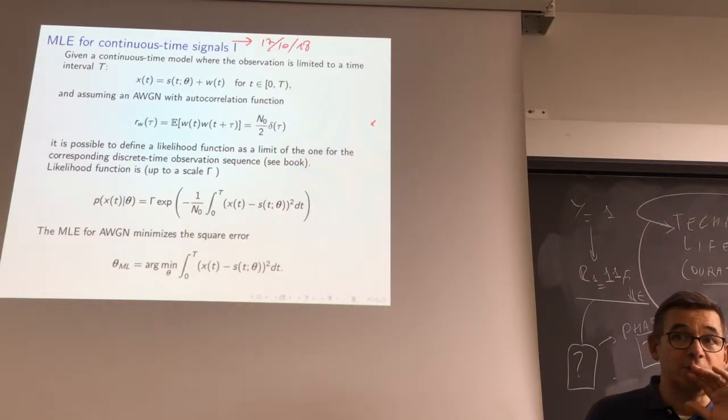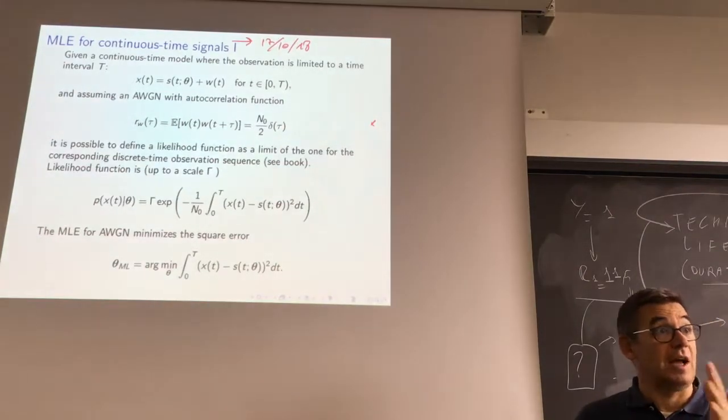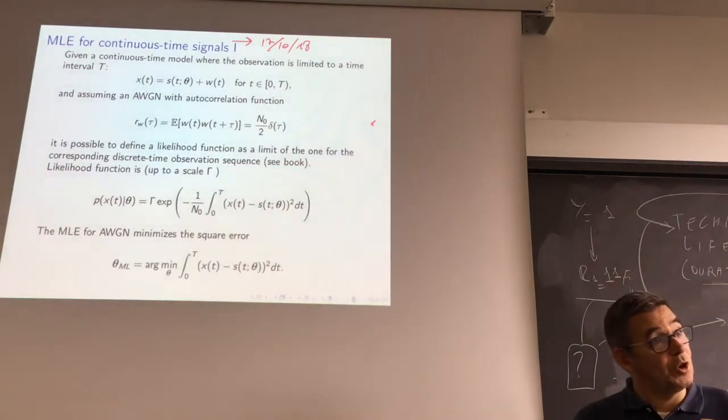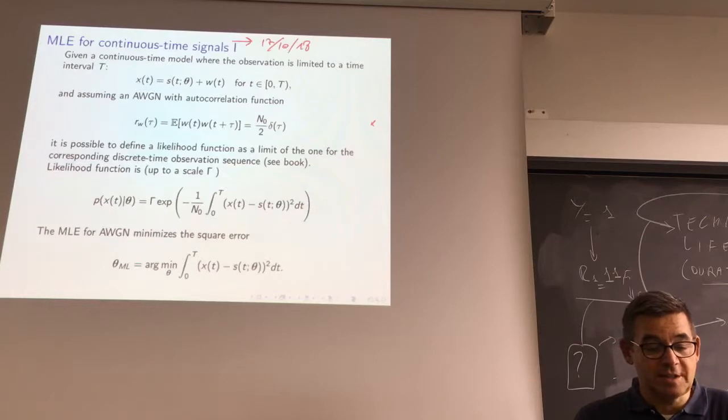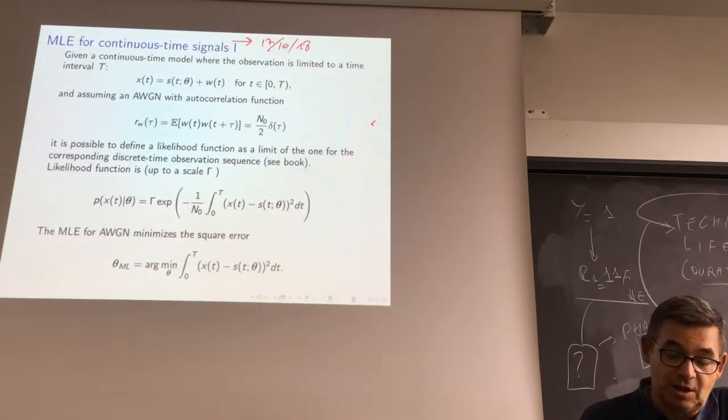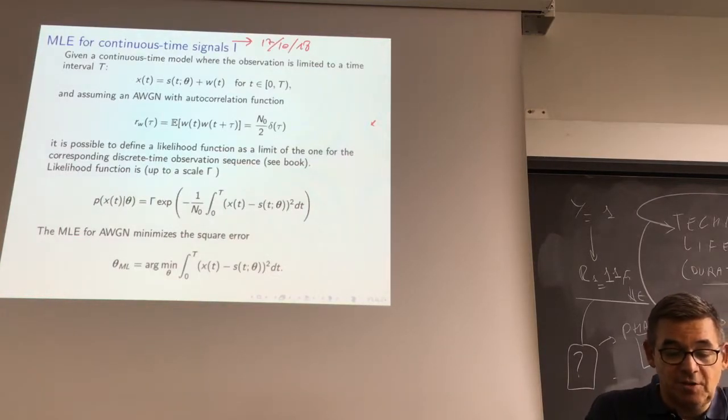So when you try to estimate the time of delay, in that case you have a continuous time signal that for your convenience you sample, but the time of delay is continuous. So now let's look at this kind of problem, and this is one of many. So I will give you some examples here. So let's consider a continuous time model.